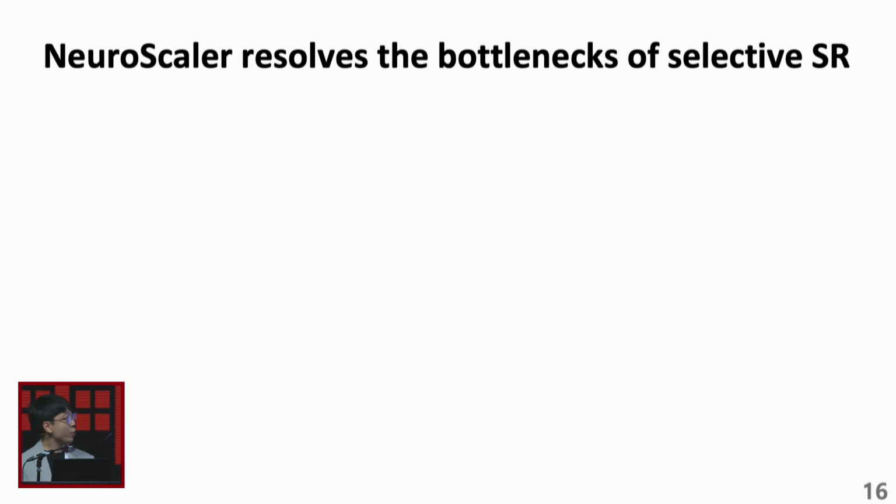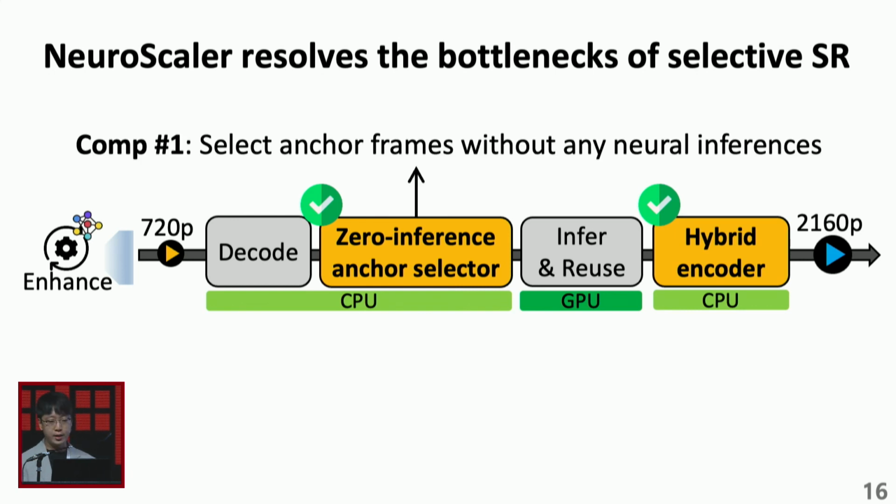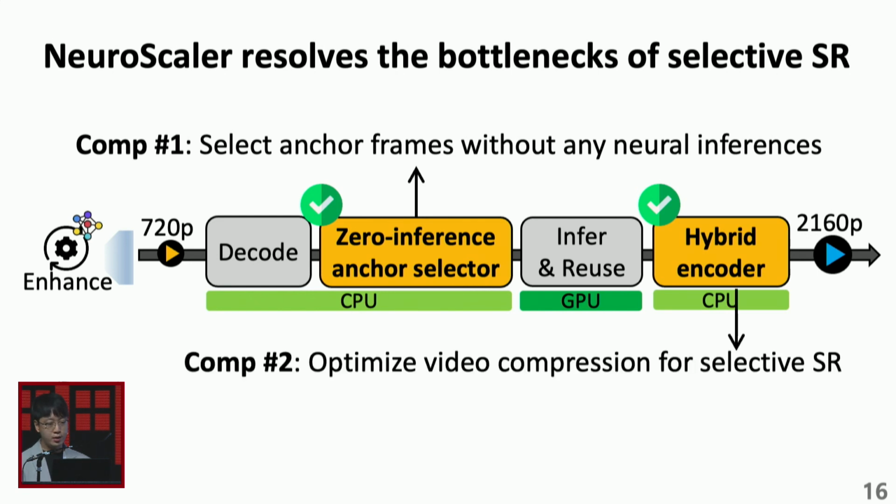In this work, we chose to extend selective super-resolution, the latter strawman, and resolve the main computing bottlenecks. To do so, NeuroScaler introduces novel system components. The first component, the zero-inference anchor selector, chooses anchor frames without any neural inference. The second component, the hybrid encoder, optimizes video compression for selective super-resolution. From now on, I will explain each system component.